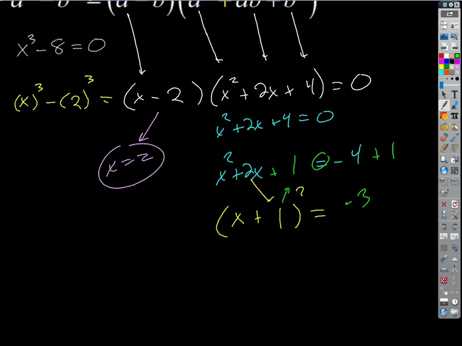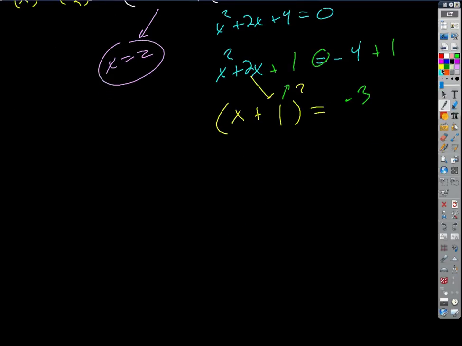Okay, and so then I'm just solving, setting this equal to 0 and solving. What am I going to get? Square root both sides, right? So what am I going to get? So square root of 3, but what does that become? I. Okay. So I'm going to get square root of 3 plus or minus, right? Plus or minus square root of 3 times i.